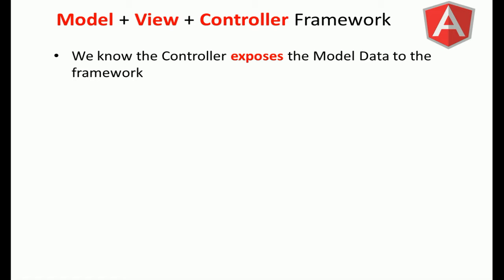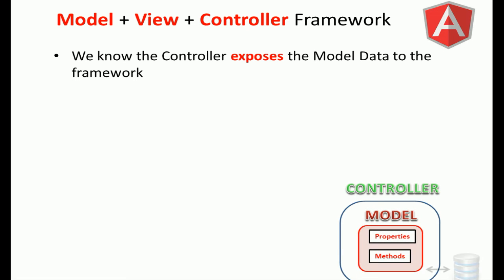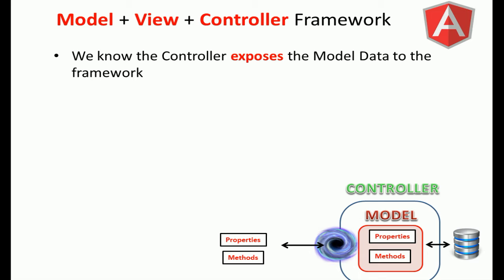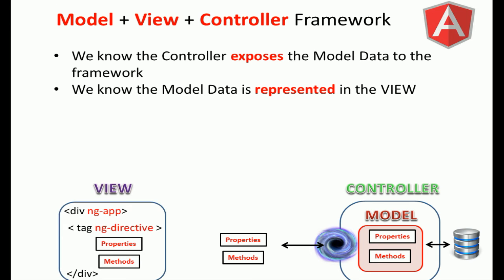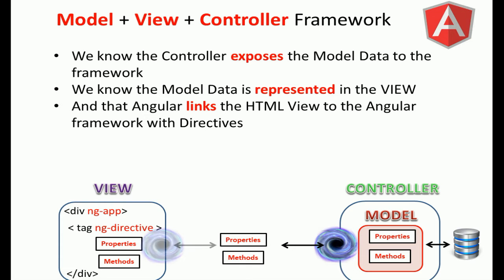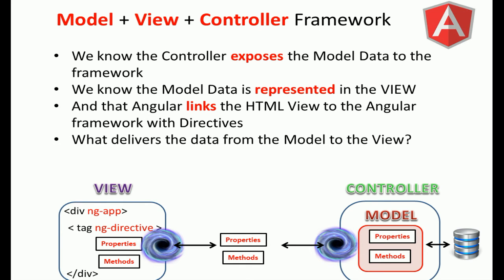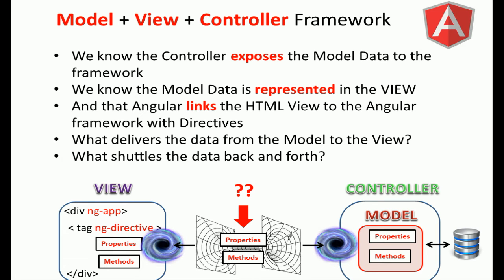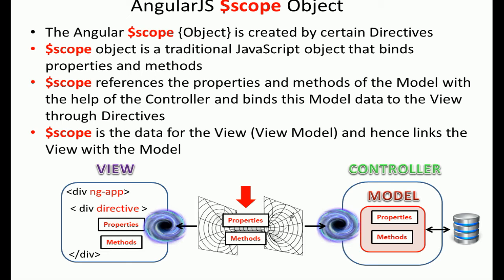We know that the controller exposes the model data to the framework, and that the view HTML is linked to the Angular framework with directives. But we still have not discovered what is linking the controller and the view. Exactly what is responsible for shuttling the model data back and forth in this bidirectional manner. The link between the view and the controller is the scope object.